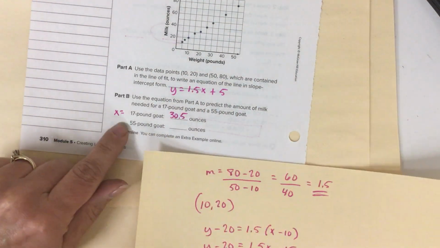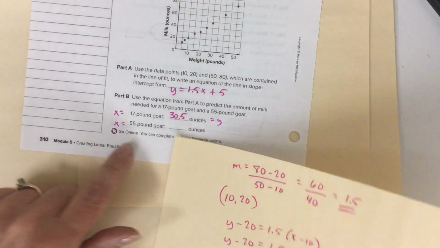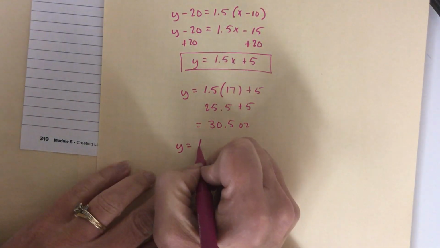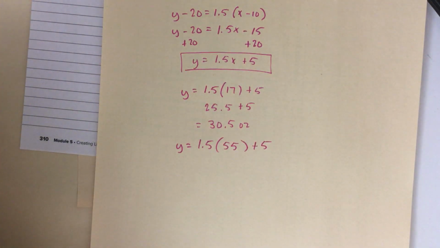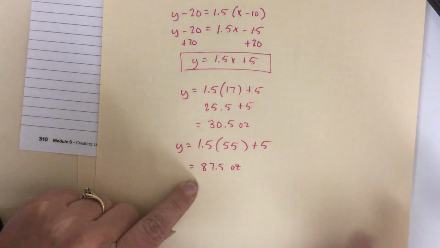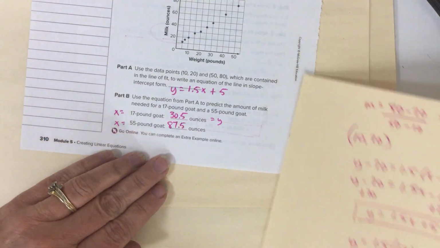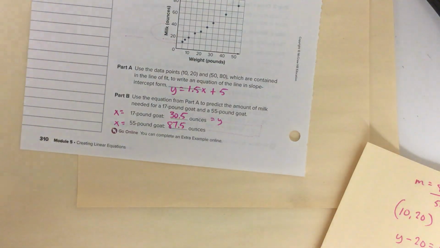30.5. Okay, to do 55, that's our x, like we got y for our ounces, so x equals 55. So we're going to use our equation. y is equal to 1.5 times 55 plus 5. So take your calculator. 1.5 times 55 is 82.5, plus 5 more is 87.5. So that's how many ounces of milk it would need, 87.5 ounces. Okay, so your worksheet is pretty much just like that. You should get along fine.